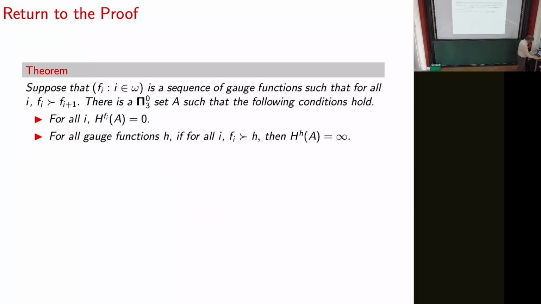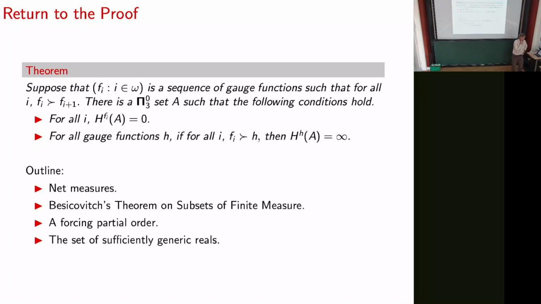Okay, all right, so now let me return to the proof. And we have 11 minutes, so that's pretty good. Okay, so the theorem, just to say it again: you have a decreasing sequence of gauge functions F_i, and we want to exhibit a Pi^0_3 set such that it's null for all the gauge functions in the sequence, and for anything that's below all those gauge functions, its measure is infinite. That's what we should do.